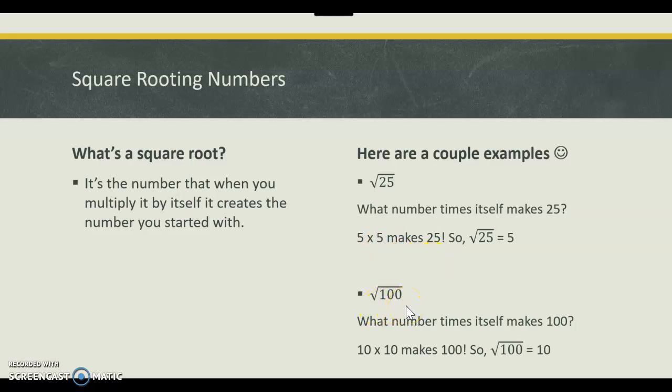And here's another example. Square root of 100. What number times itself makes 100? Well, 10 times 10 makes 100. So the square root of 100 is 10. So you're just looking for the number that times itself makes what you started with.